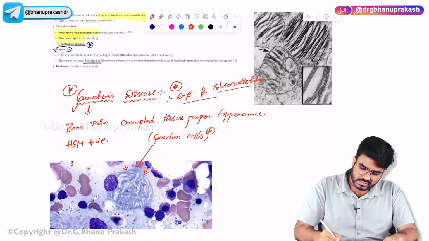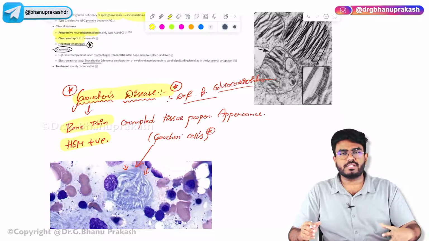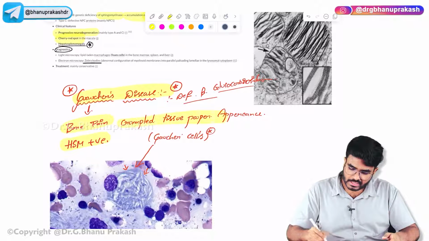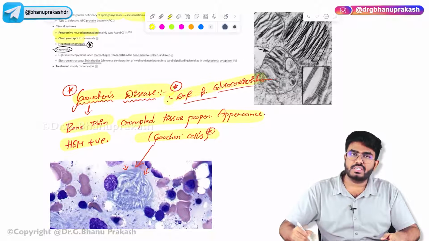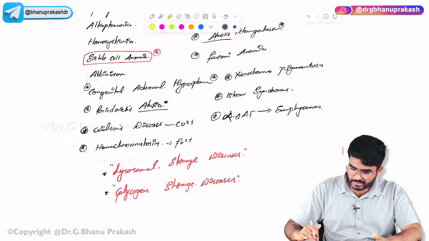So, in Gaucher's disease, what's the main problem? In Gaucher's disease, the main problem is bone pain. These patients are going to have bone pain. Hepatosplenomegaly is going to be seen. Crumpled tissue paper appearance due to deficiency of beta glucocerebrosidase. Okay, so let's come here to the table.